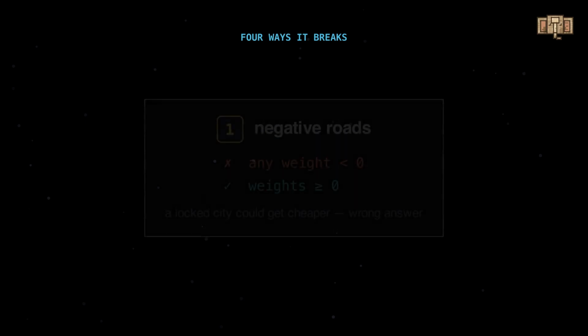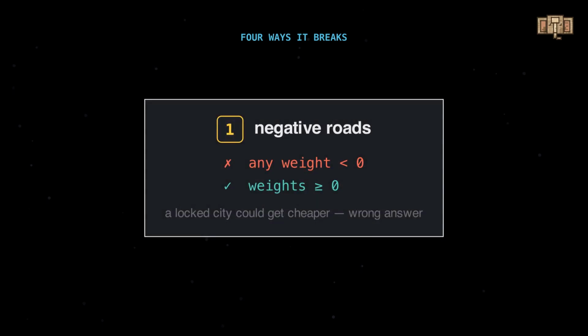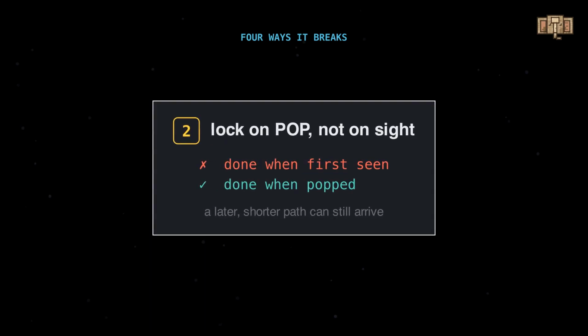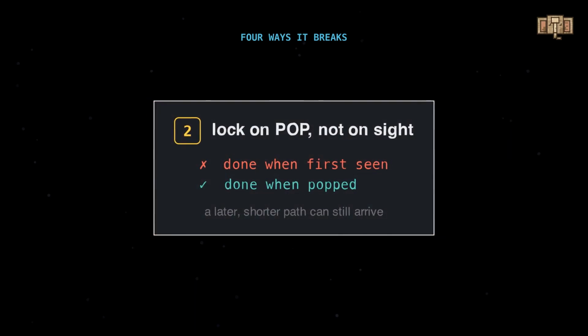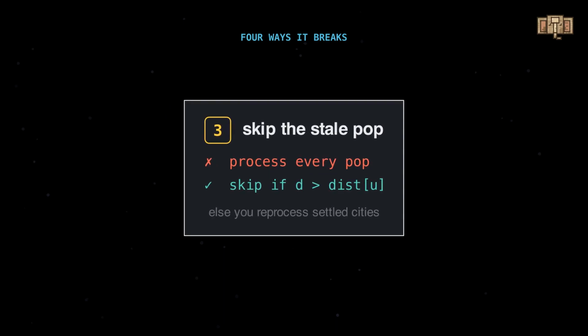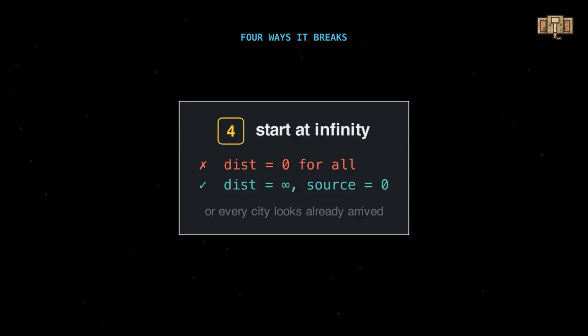4 details decide whether this works. First, negative roads break the promise. The answer comes back quietly wrong. So weights must stay non-negative. Second, a city locks only when we pop it, not when it is first seen. Third, a stale heap entry must be skipped, or we reprocess settled cities. Fourth, every distance starts at infinity. Only the start city begins at 0.